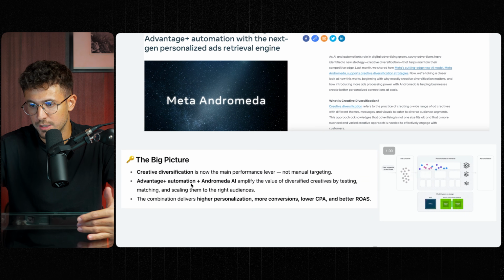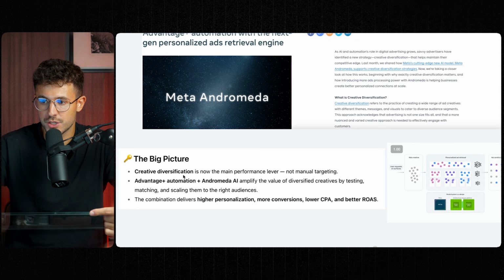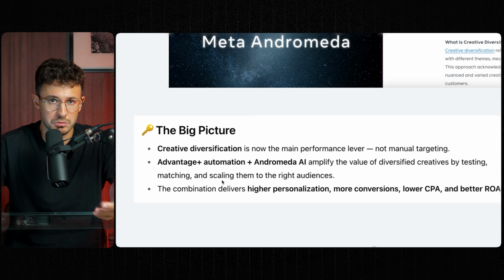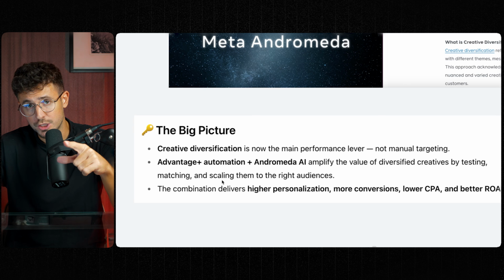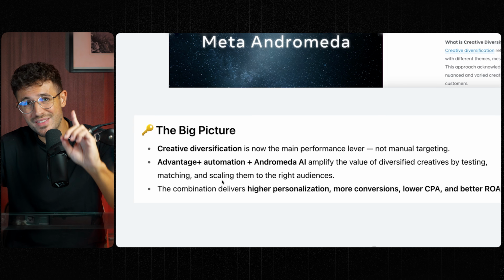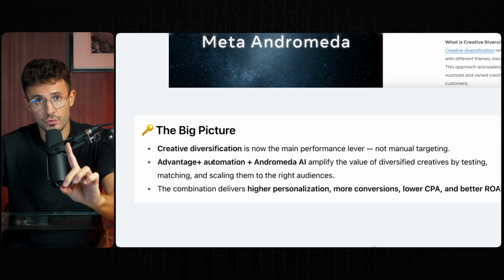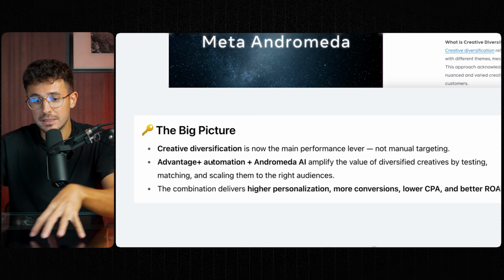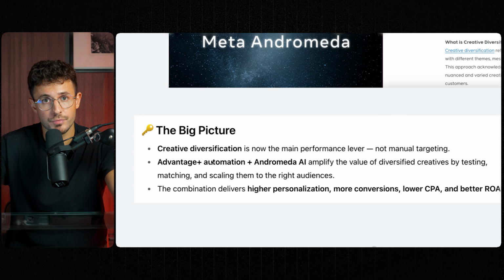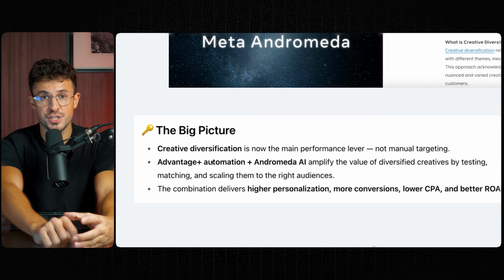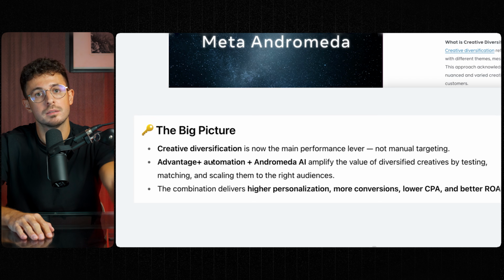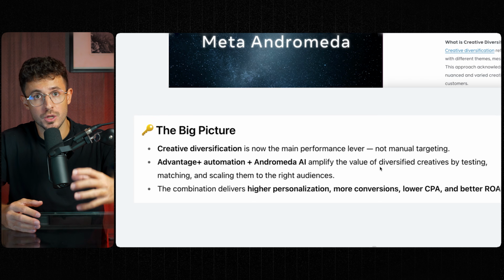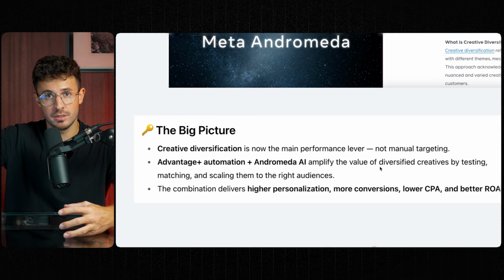Anyways, now Meta released this new algorithm, and I have analyzed all the different articles and everything, and the outcome overall is basically this one. Creative diversification is now the main performance lever, not manual targeting, which was already like this before. But what changes now is that diversification of creative doesn't mean changing the color of the background. It means changing your ads completely. You cannot have the same ads and just change the headline. It's not going to work. Meta still targets the same people. So what Meta is going to do now is scale each single creative towards the audiences that it targets.